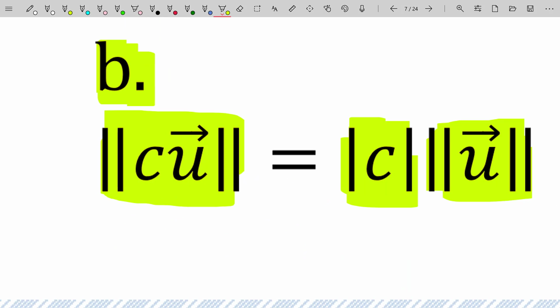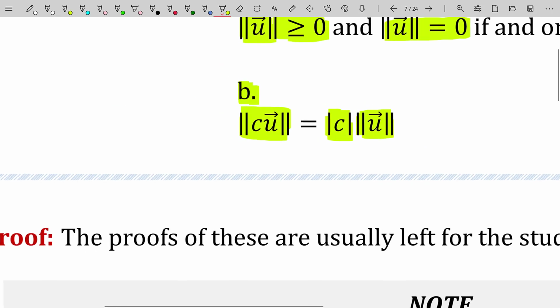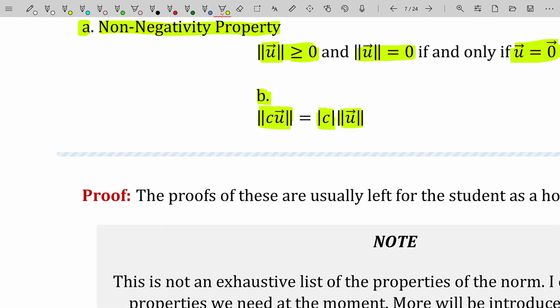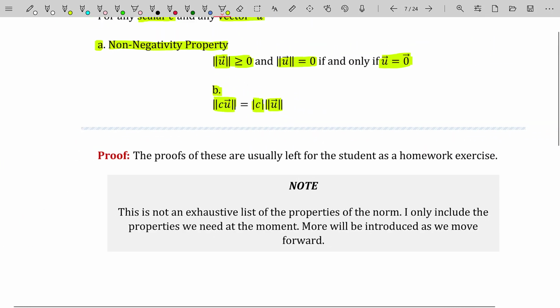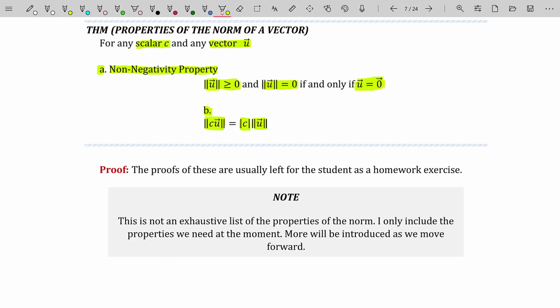the magnitude of u. Again, these proofs are usually left for the student as a homework exercise, so I will not do that here because I don't want to steal your thunder. And these are really not too terrible. Now, as I note below, this is not an exhaustive list of the properties of the norm. I only include the properties we need at the moment. More will be introduced as we move forward.